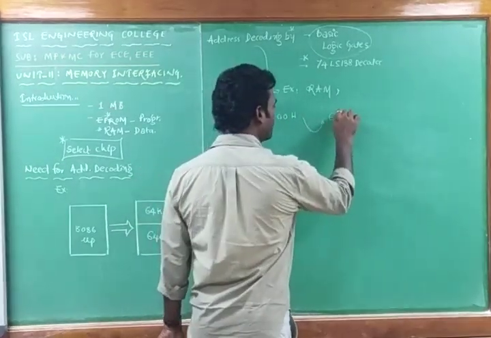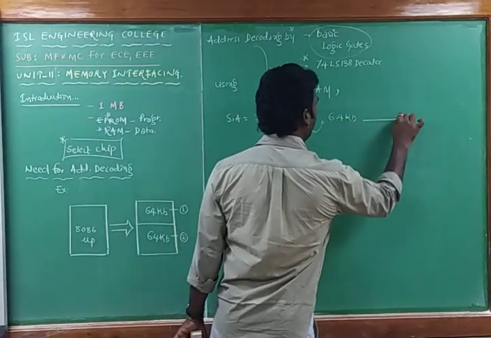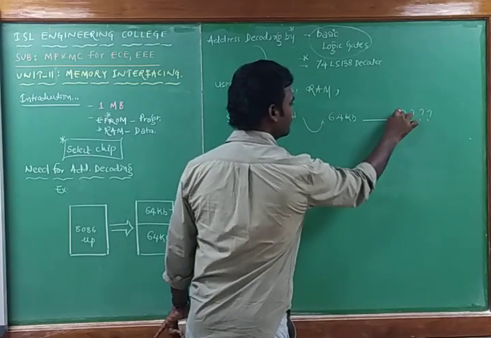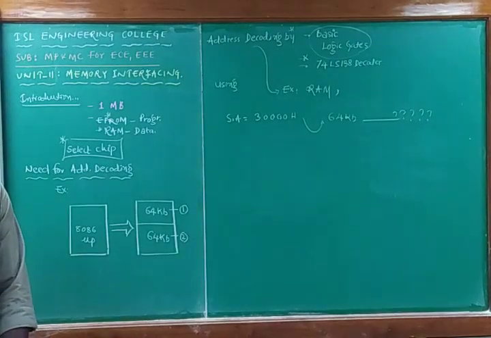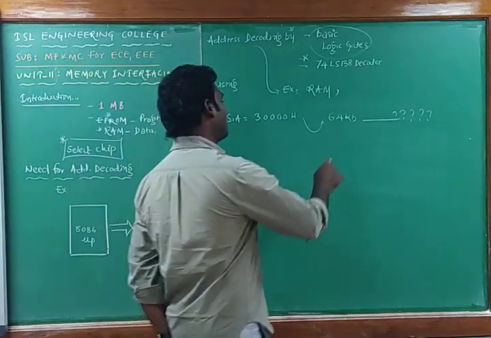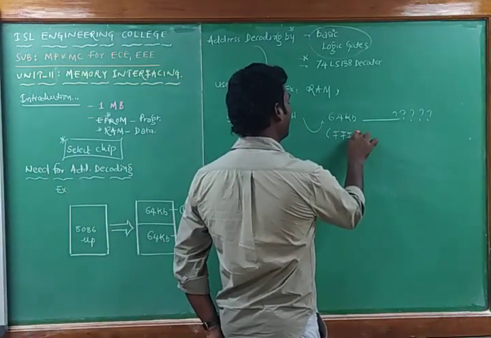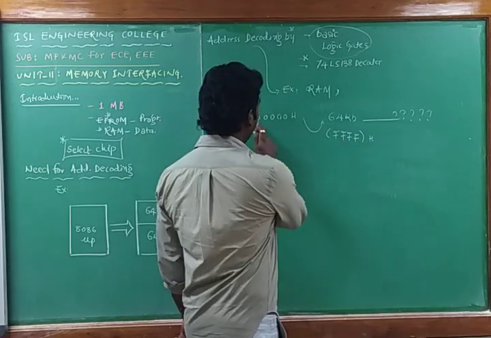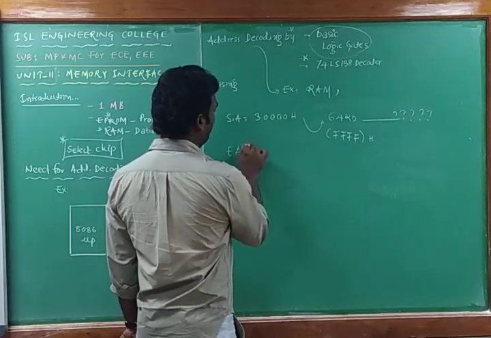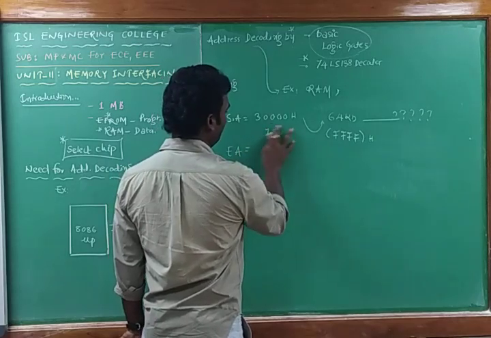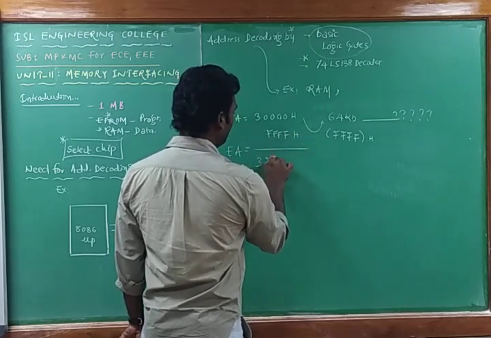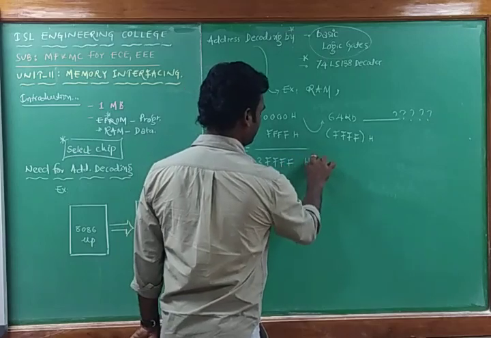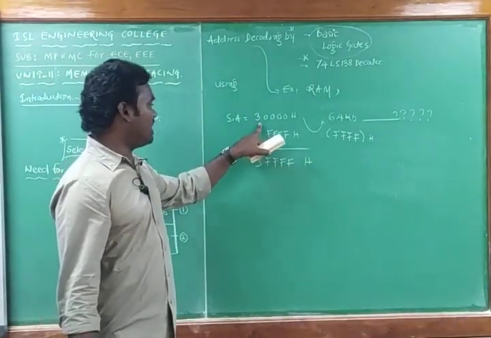If it is used to store 64 kilobytes, then what will be its ending address? That is the question. Here we have 64 kilobytes, and 64 kilobytes can be written in the hexadecimal number as FFFFH. So if the starting address is this one, the ending address is obtained by adding the four F's, which gives 3FFFFH.